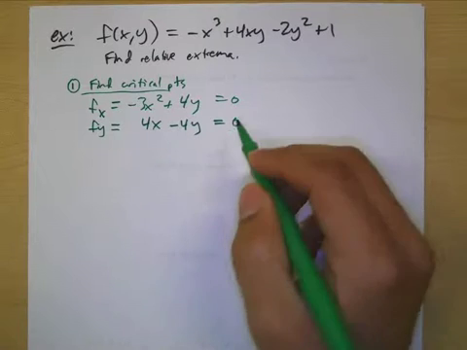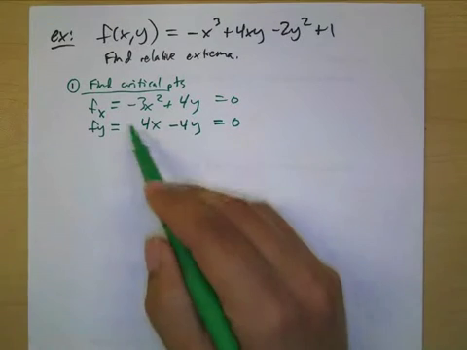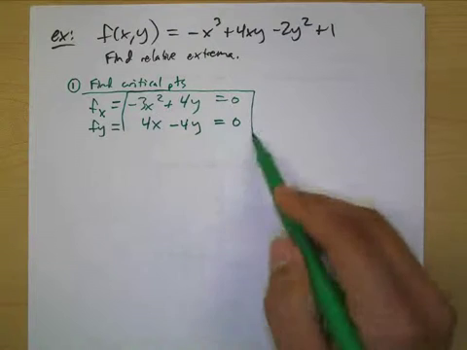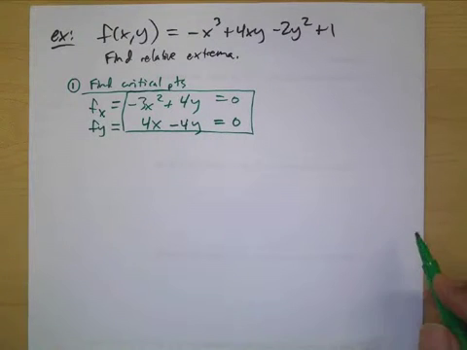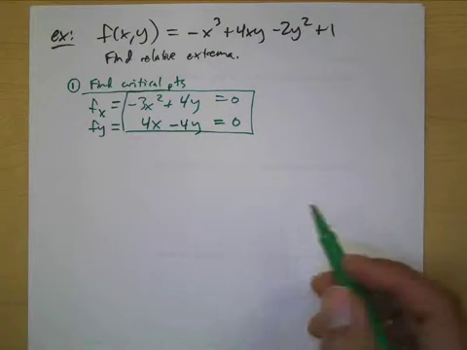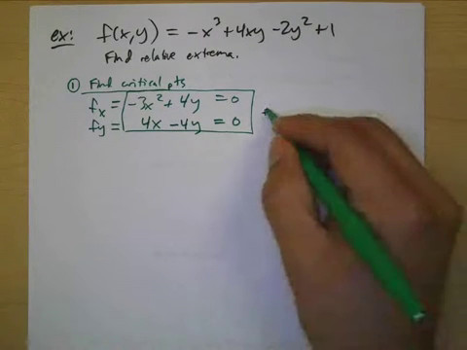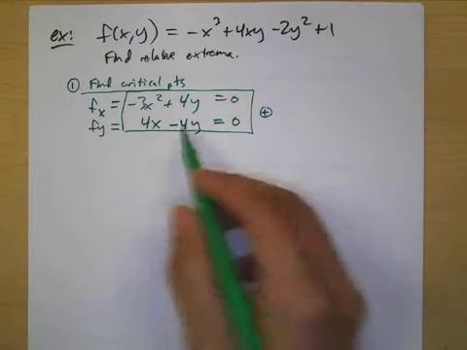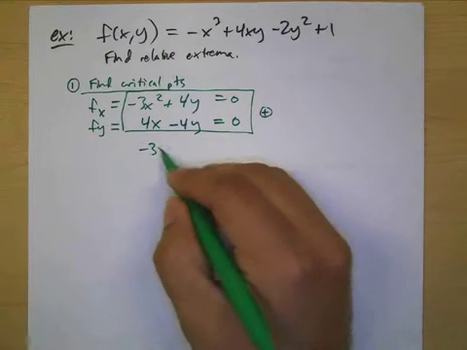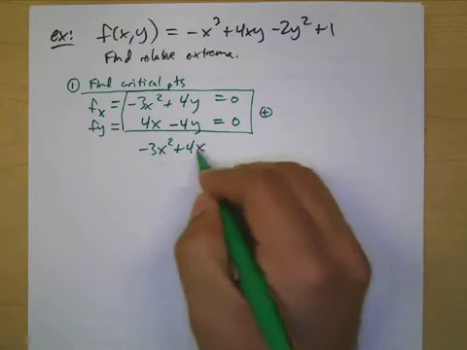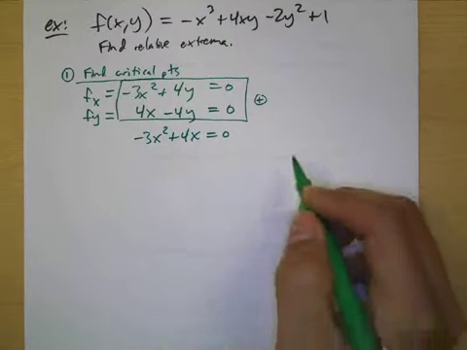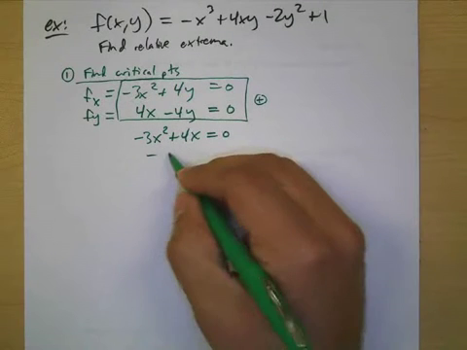Which produces a system that you have to solve, yes. You just add them. Oh yeah, if you add them, that's nice and convenient. If you add them up, you get negative 3x squared plus 4x equals 0. So x is pretty easy to solve for.